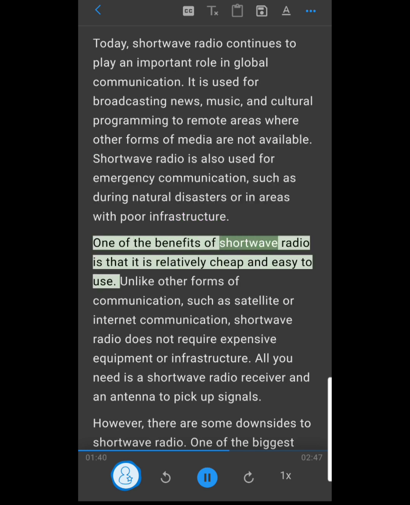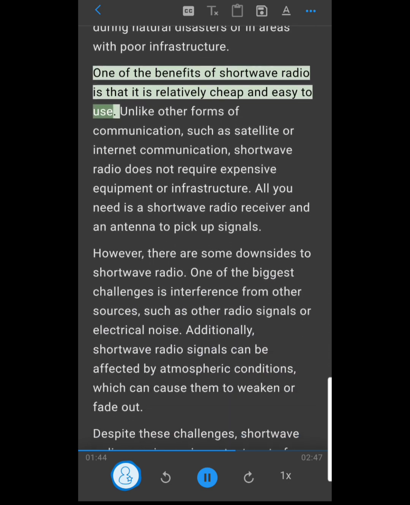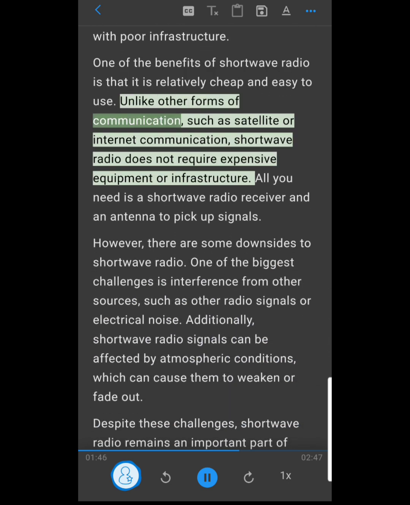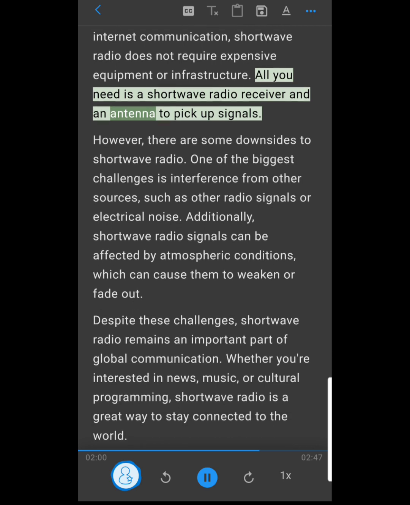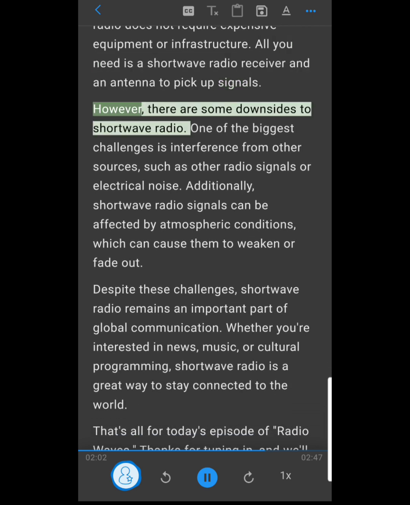One of the benefits of shortwave radio is that it is relatively cheap and easy to use. Unlike other forms of communication, such as satellite or internet communication, shortwave radio does not require expensive equipment or infrastructure. All you need is a shortwave radio receiver and an antenna to pick up signals.